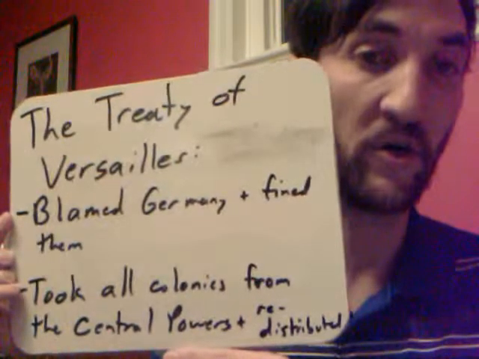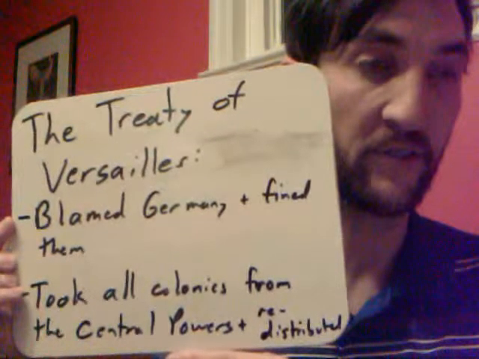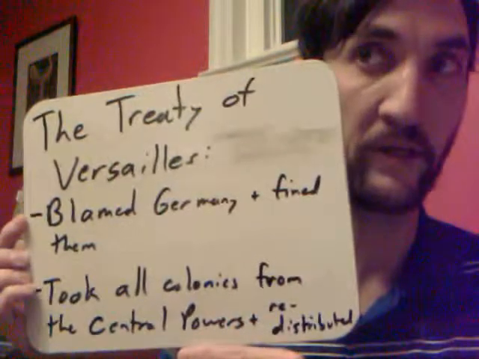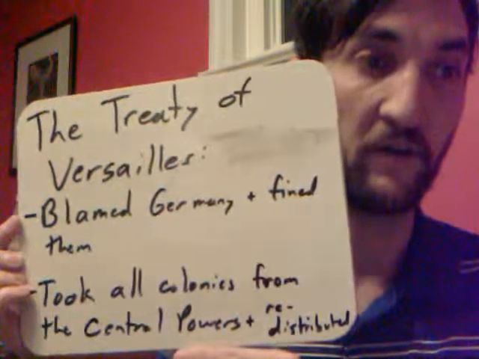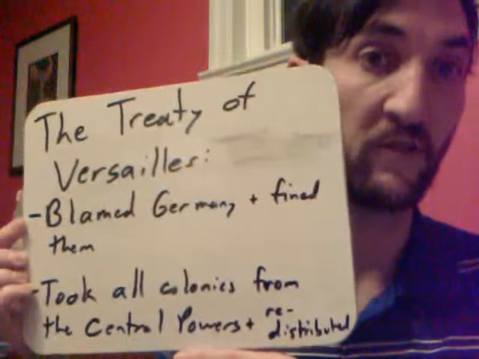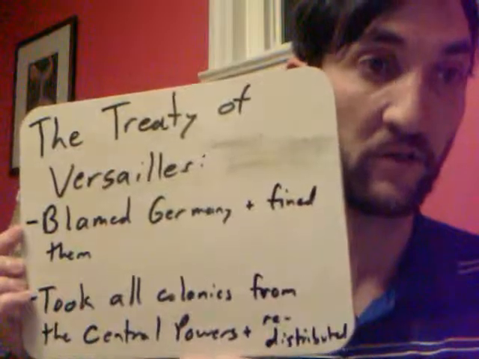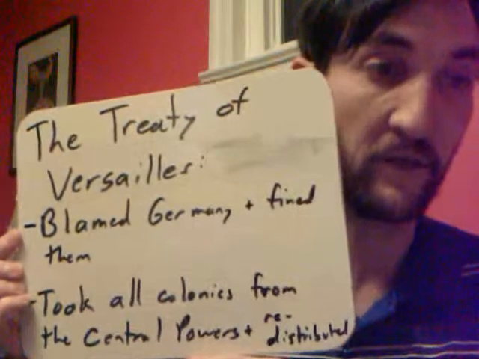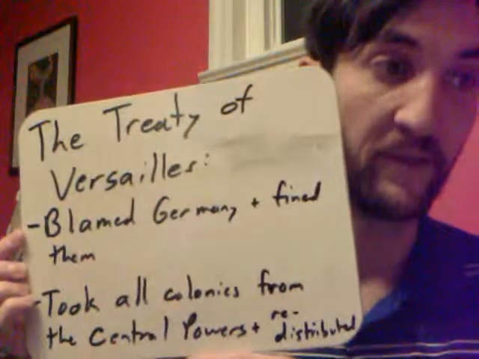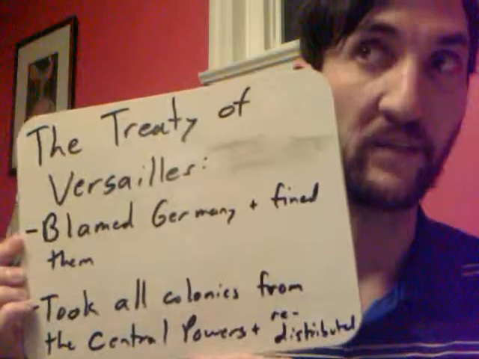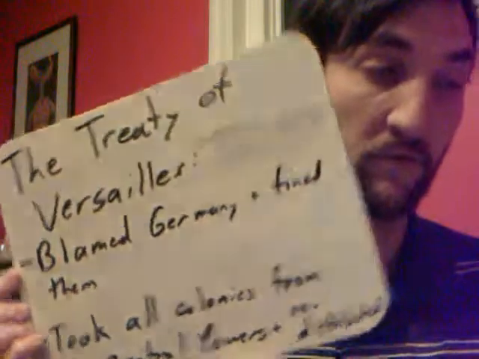It also took all the colonies from the Central Powers, even those that they had acquired before the war, and redistributed them to the countries of France and Great Britain, and even some to the United States. The Treaty of Versailles is seen as the precursor, the event that leads up to the anger that elects Adolf Hitler, Benito Mussolini, Joseph Stalin, and eventually leads into World War II.